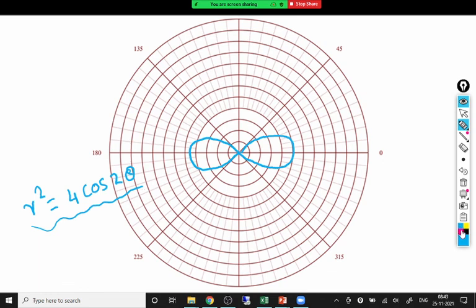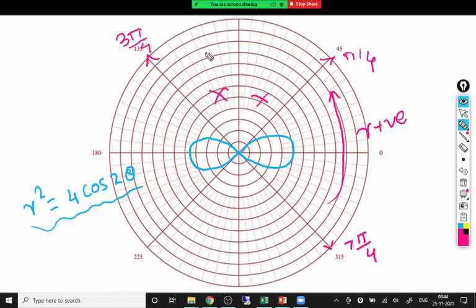You will observe this region completely exists between pi by 4 and 7 pi by 4. So the region exists between 7 pi by 4 to pi by 4, where r is positive. You will observe this region does not exist between pi by 4 to 3 pi by 4. In between there is no region because r is negative. We will not go into the detail. Similarly, on this side r is negative. So that is the region of absence.